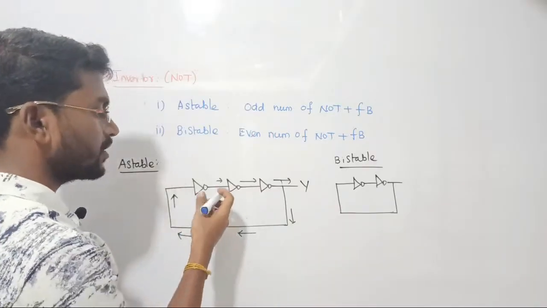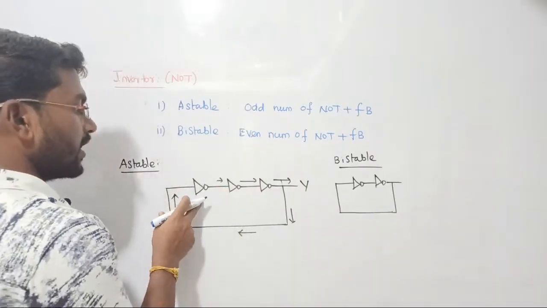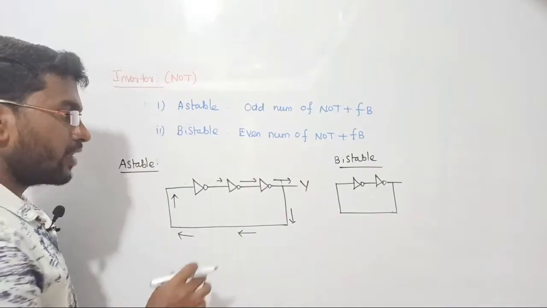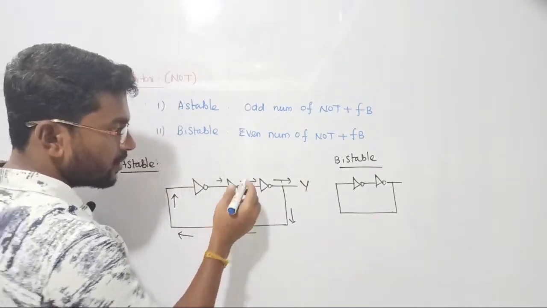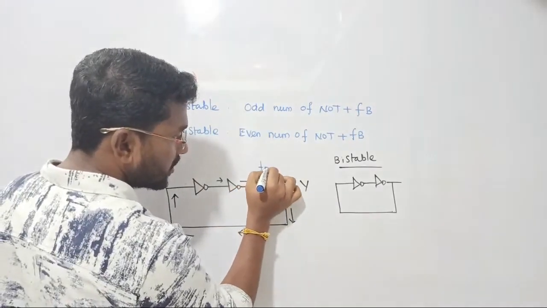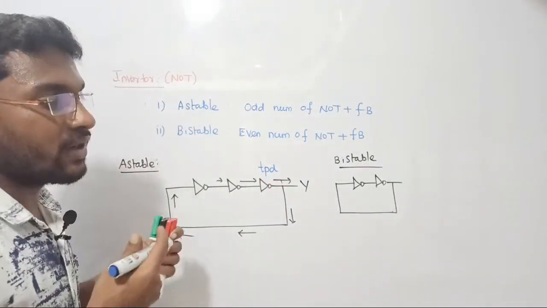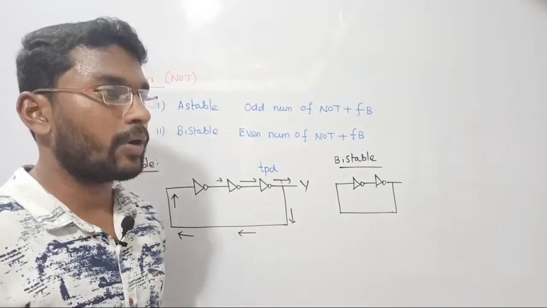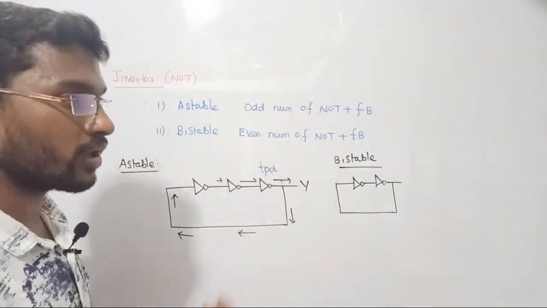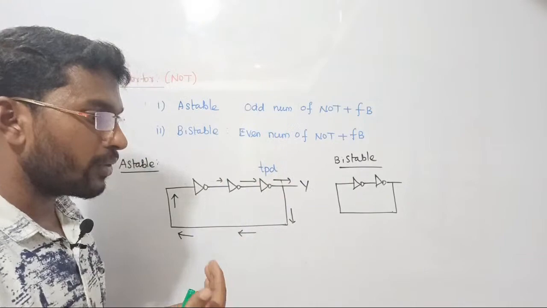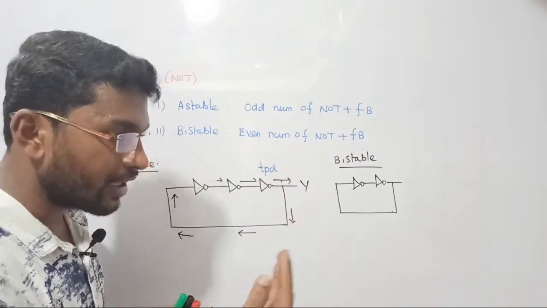For example, in the given inverter circuit, each and every NOT gate will take a certain propagation delay. What do you mean by propagation delay? When you pass a signal at the input, how much time it takes before it is received at the output. In between the input and output there will be some delay.